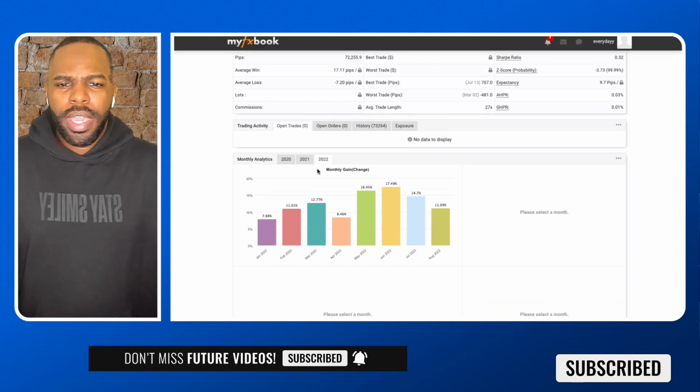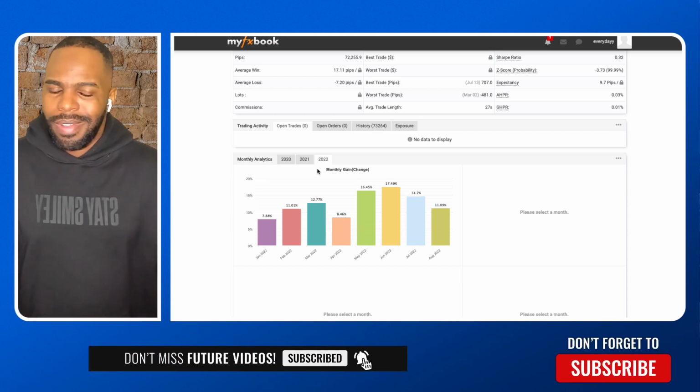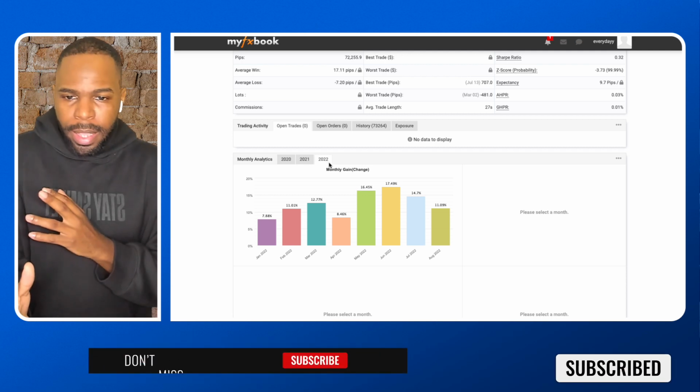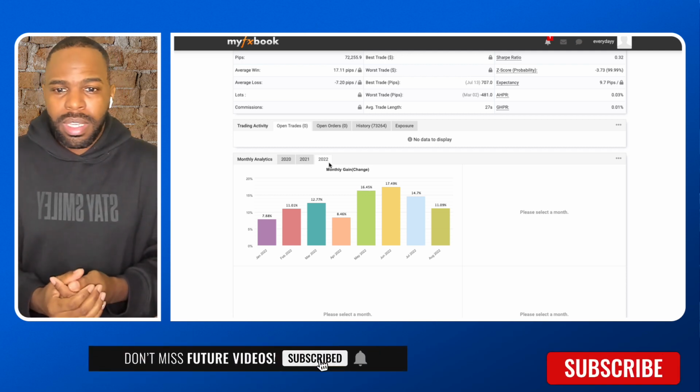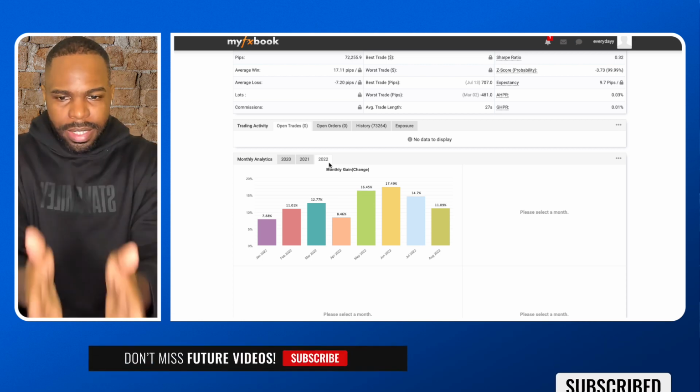You can't show me any other bot out there that's doing better than this. I'm telling you right now. If you're into automation, you're into trading bots and forex bots, you can't show me any other trading bot out there that's doing better than this.